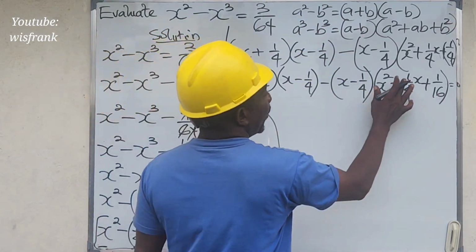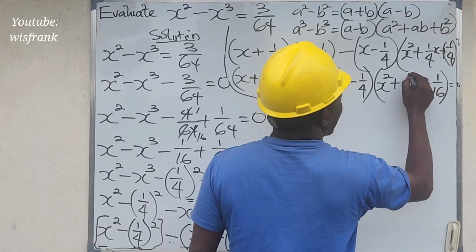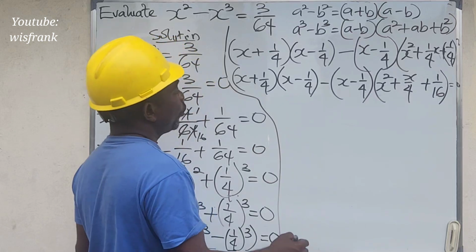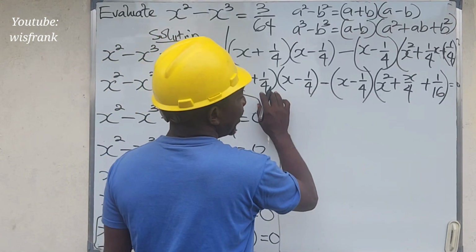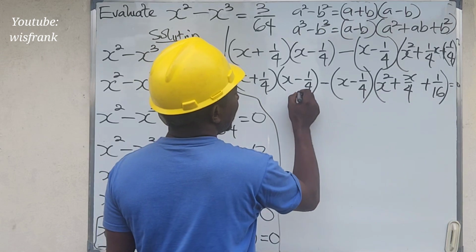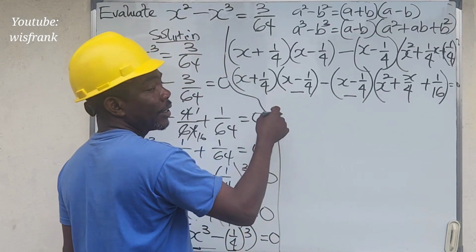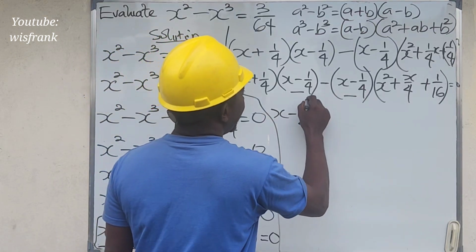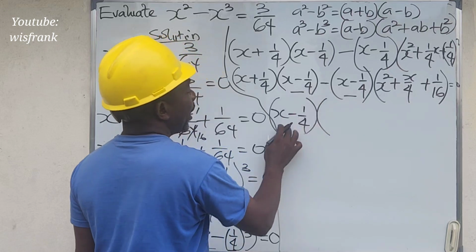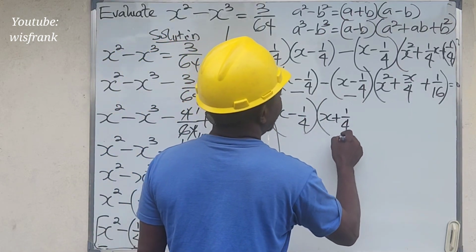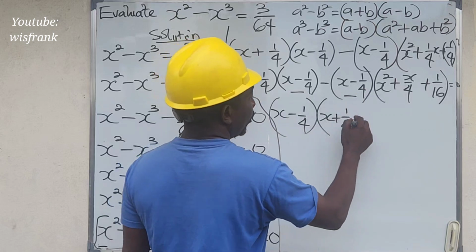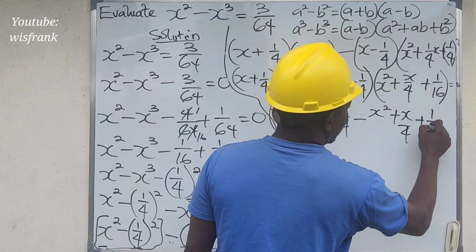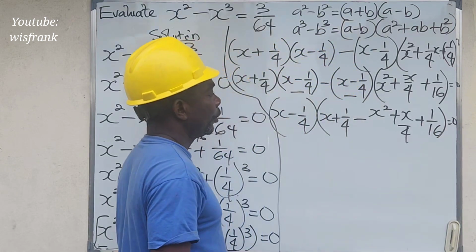So in this case, we can write this as x all over 4, not 1x, x all over 4 plus 1 all over 16. Here, for further simplification, we can see that this negative sign separates here and here, and we have the same factor in both. We can use x minus 1 all over 4 to factor it out. So we have x minus 1 all over 4 into, when we divide the whole of here by here, x plus 1 all over 4. Then dividing the whole of here by here will give us minus x to the power of 2 plus x all over 4 plus 1 all over 16, all equals 0. So this is what we have.